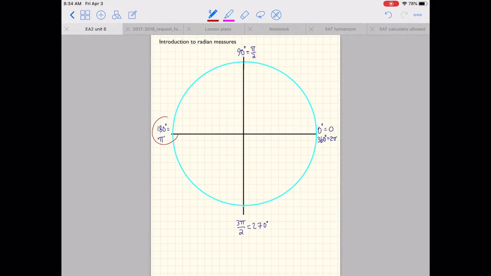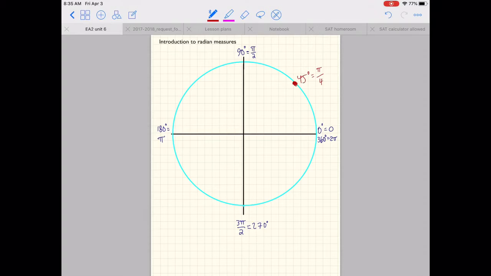So if we know 180 is pi, how do we get to 45? Well, you could take 180 and divide it by 4. 180 divided by 4 is 45. So if 180 is pi, then 45 is pi over 4. It also works if you start at 90. Half of 90 is 45, and half of a half is a quarter pi. So that's another way to see that 45 is pi over 4.